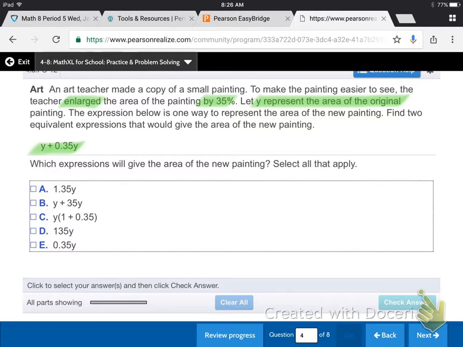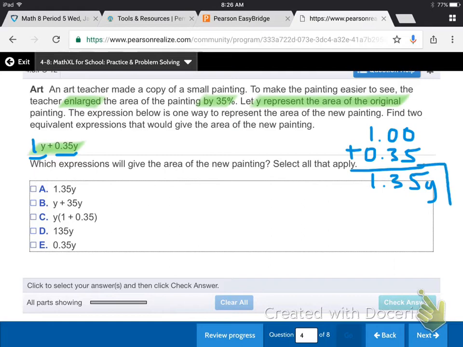Remember what we were talking about. We have 1y, which is the original, 1y plus 0.35y. That's the expansion part. This is the original, and there's the expansion. So we need to find out how to write this in an equivalent way. So if you take 1 and you add 0.35, you can see very clearly that you get 1.35. And since both of those terms are like terms because they both have the same variable y, then that's 1.35y. This is one of our answers.